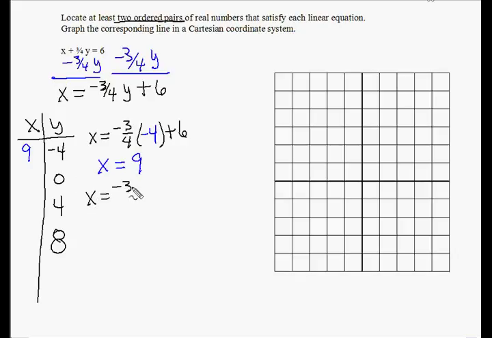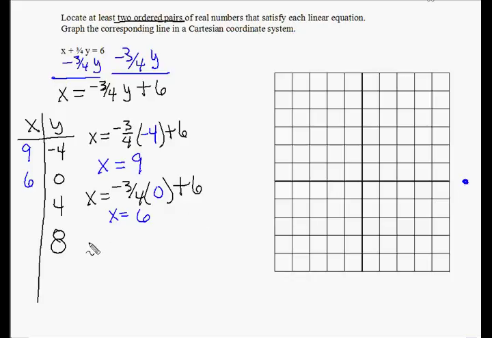x is equal to negative 3/4 times y plus 6. And this time, we're letting y have the value 0. So 4 goes into 0. Well, actually, negative 3/4 times 0 is 0, plus 6 is 6. So our next x value is 6. Now that's still off of the grid. Our grid only goes as far as 5, but 6 is just a little past that. So we've got a point out here.